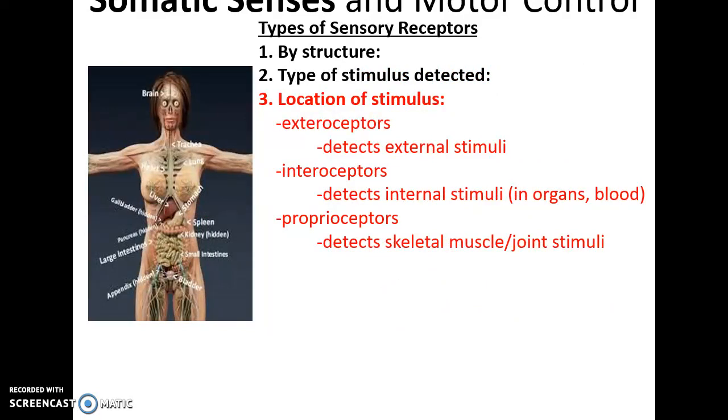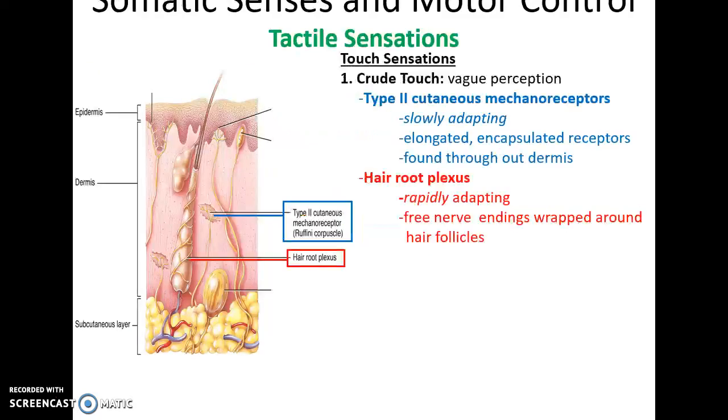Finally, you can divide sensory receptors by the location of the stimulus. They can be exteroreceptors, detecting stimuli outside of the body; interoreceptors, which detect internal stimuli from organs, the bloodstream, and the composition of blood; and proprioceptors, which are kind of like interoreceptors but specific for skeletal muscles and joints.